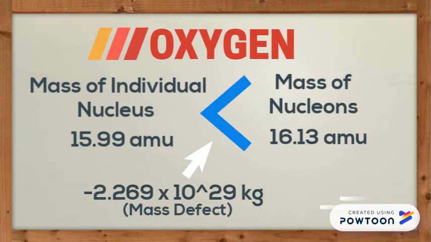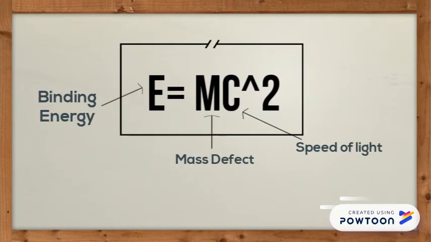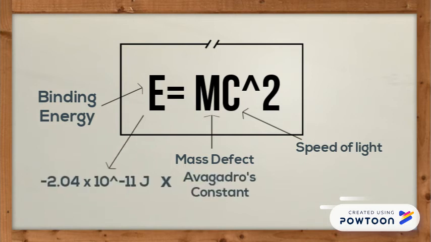After calculating the mass defect, we are then able to calculate the binding energy, which is the energy that holds the nucleus together. We do this by using the equation E equals mc squared. After which, we get the energy released from a single nucleus, and multiplied by the Avogadro constant, we're able to get a huge ton of energy.